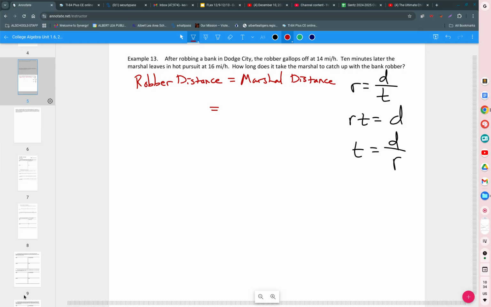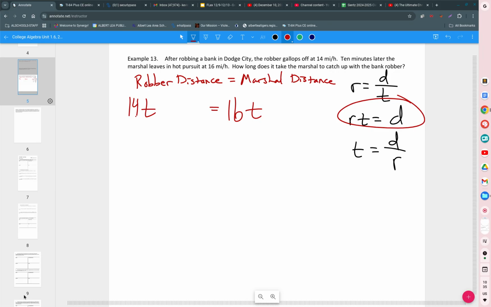Well, I have this equation right here, which talks about distance. Distance is the rate times the time. What is the rate of the marshal? 16, and we don't know how long it takes for him to catch up to the robber, so we do t. Okay? And then what's the robber's? Robber's distance is rate times time. What is the robber's rate? 14. Times his time.